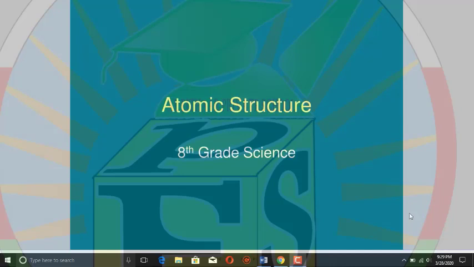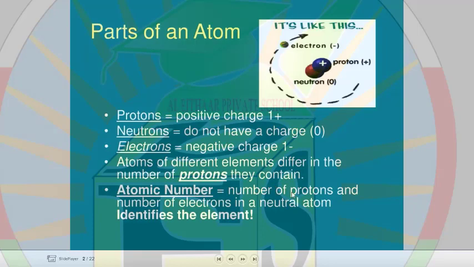This lecture is for grade 8 science, and our topic of today is atomic structure. We will discuss the structure of an atom. First of all, all of you know that an atom is the basic part of any matter. It is the smallest part and it cannot be further divided.